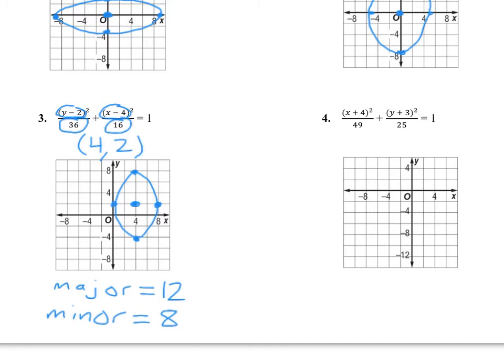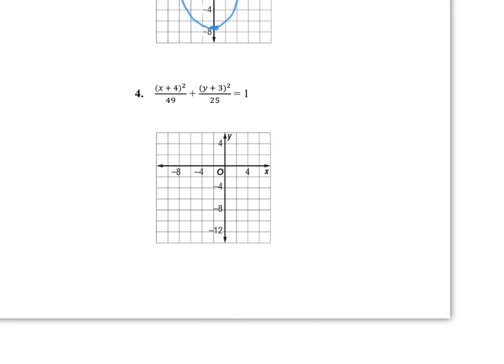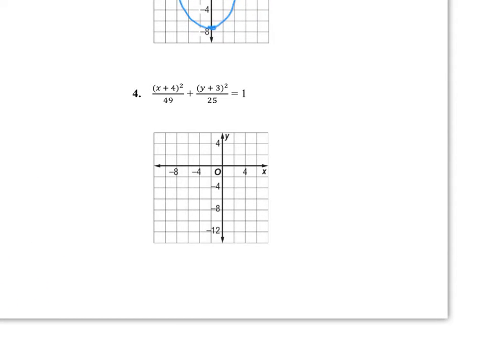Number 4, you can see x has a bigger denominator, so this one is going to be a horizontal ellipse. Alright. Doesn't matter what order you do these in. We could write the major and minor axis first and then graph it. So the square root is 7. Multiply that by 2, you get 14. Square root here is 5. Multiply that by 2 and you get 10.